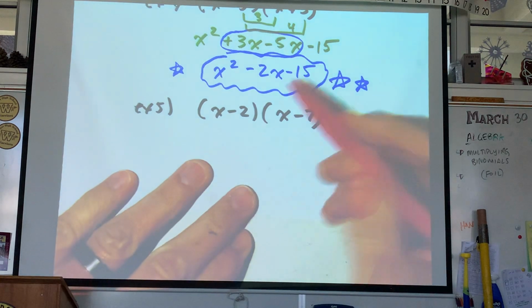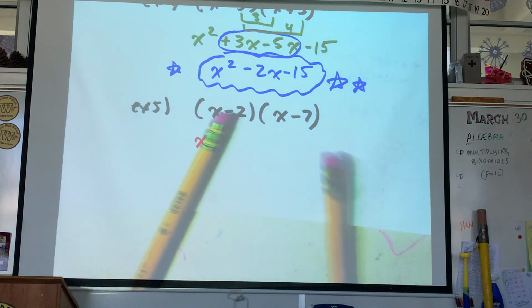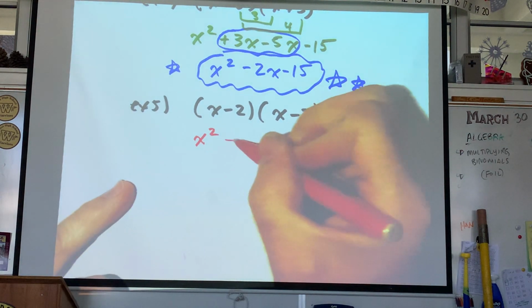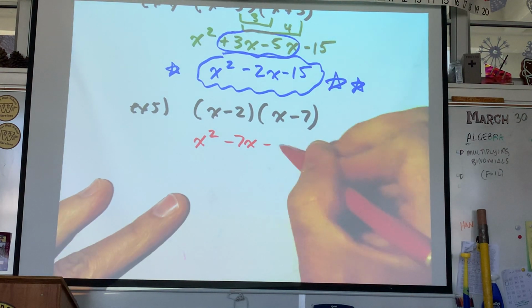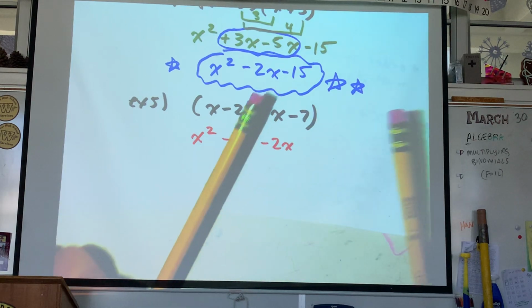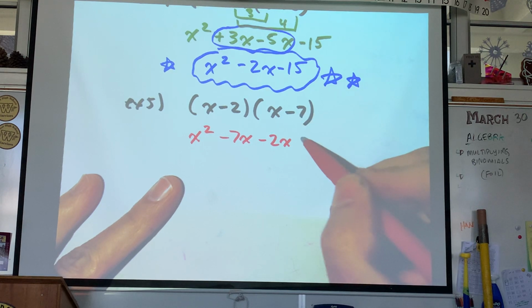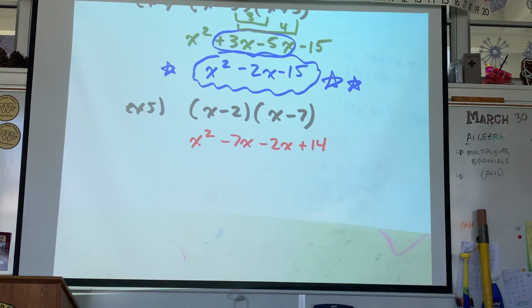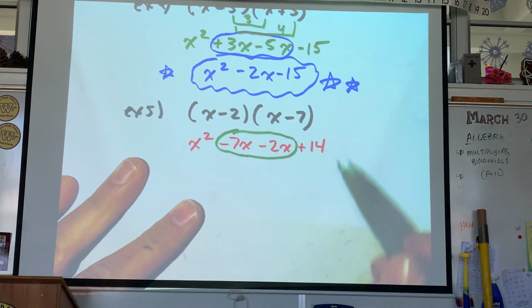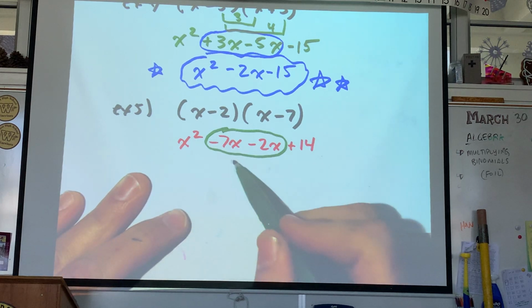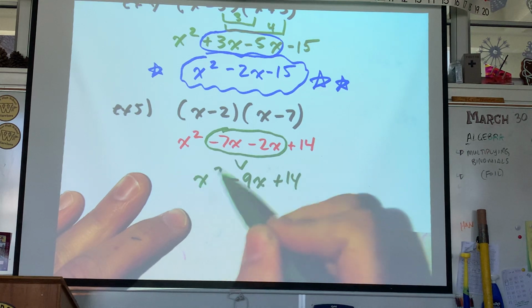All right? x times x is x to the second. Okay? For our outers, x times negative 7 is negative 7x. For our inners, negative 2 times x is negative 2x. And for our lasts, it is negative 2 times negative 7. A negative times a negative is a positive 14. And we are combining our two middle terms right here. Negative 7 minus 2 is negative 9x. Positive 14 comes down. x squared comes down.